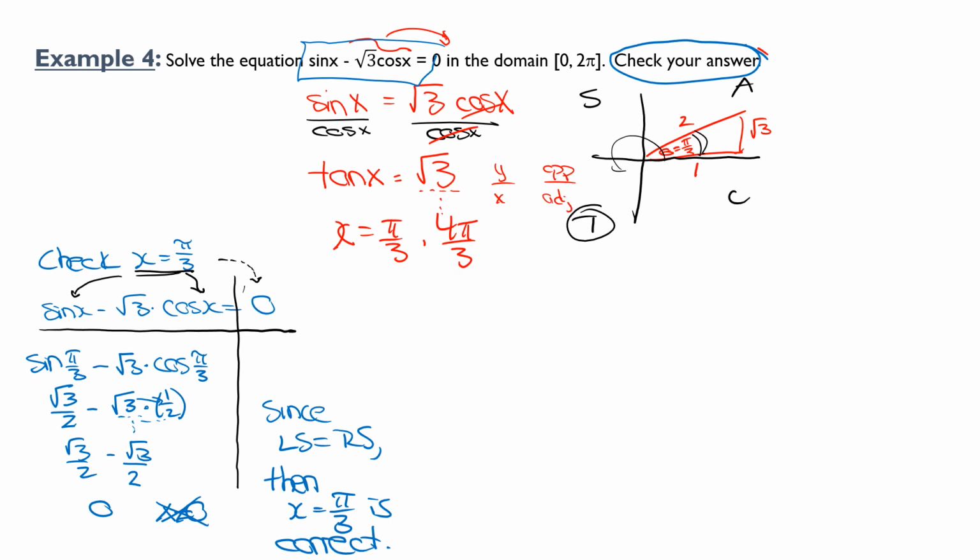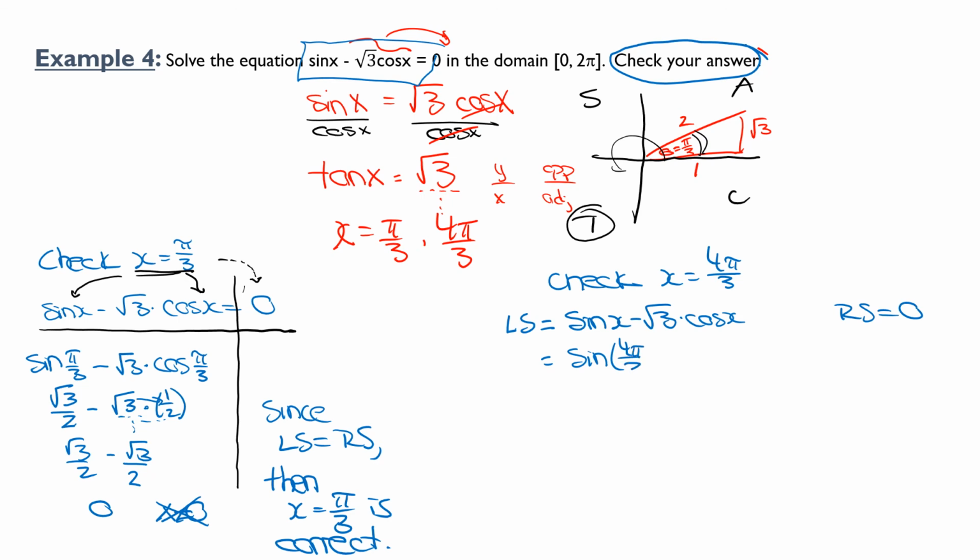So I'll just show you, instead of the t-chart, another way to check. We're going to check x equals 4 pi over 3. To do that, I'm just going to do the left side, right side format. Left side is sine x minus root 3 times cos x, and the right side is 0. Subbing into the left side, sine of 4 pi over 3 minus root 3 times cos of 4 pi over 3. Okay, what is sine of 4 pi over 3? So first I'm going to figure out sine of pi over 3, and then I'm going to put it in the right quadrant.